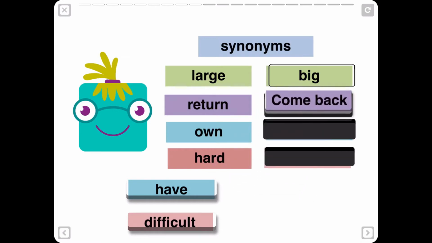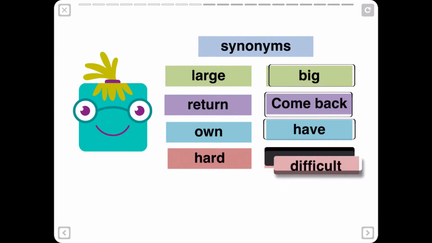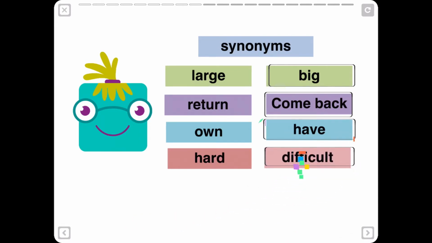Come back. Very good, excellent. The synonym of the word return is come back. Return means come back. Have. Yes, good job. The synonym of the word own is have. Difficult. Very good. The synonym of the word hard is difficult, or the word hard means difficult.